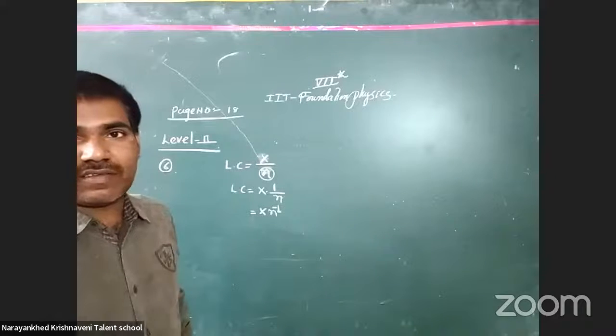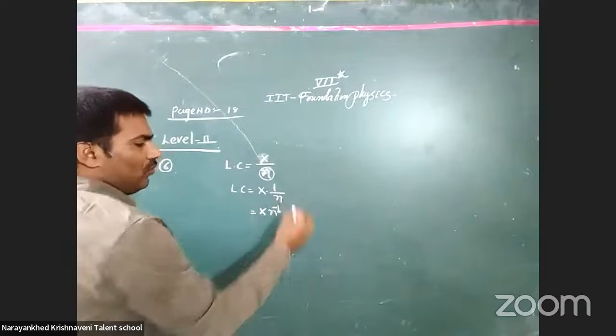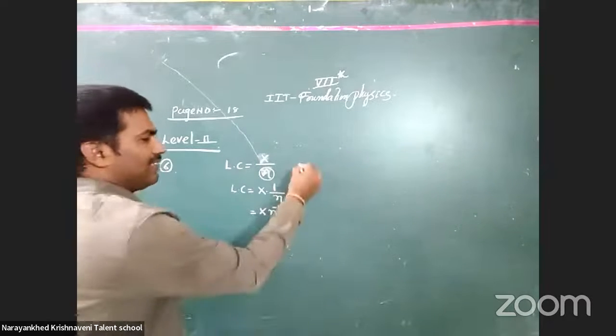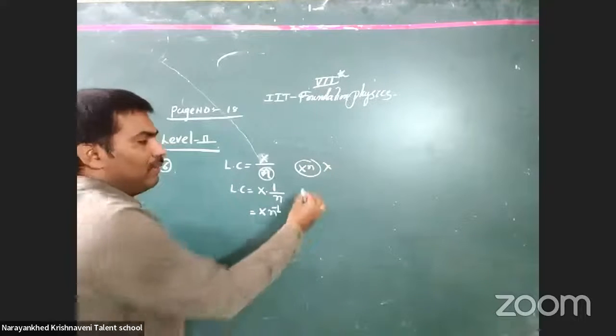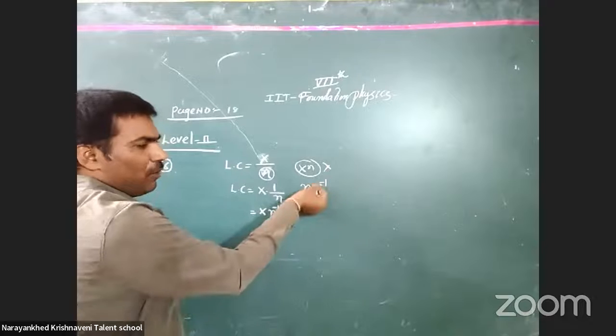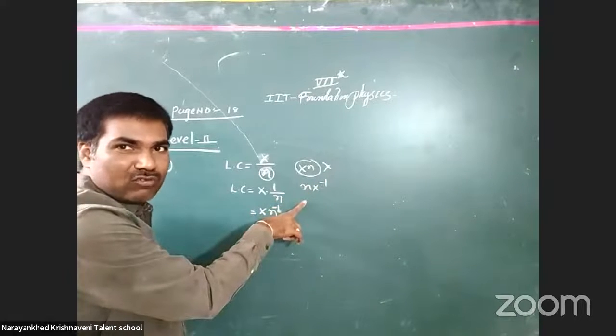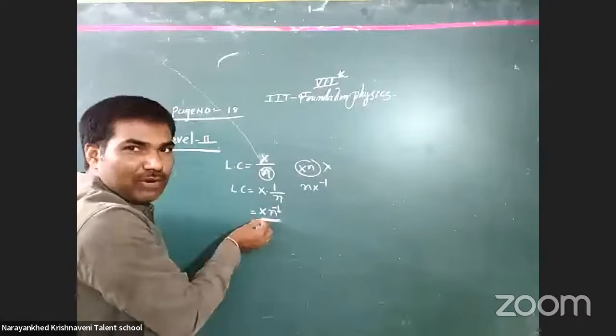There is a different answer given here, but it is not a correct answer for all of them. Why? Because they gave the answer xn, which is wrong. And they actually gave nx to the power of minus 1. For confusion's sake, they gave nx to the power of minus 1. You have the answer x to the power of n minus 1.